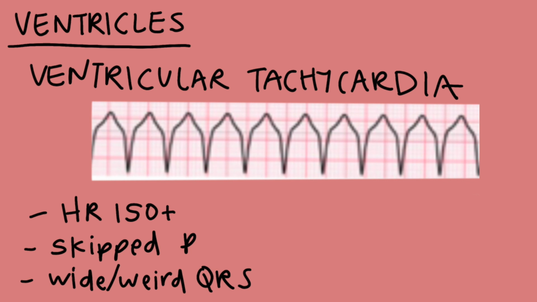Ventricular tachycardia is a ventricular heart rate over 150, usually without P waves, and there's a wide/weird QRS. If this happens for over 30 seconds, it is an emergency. The ventricles are beating way too fast to pump blood out into the body effectively.